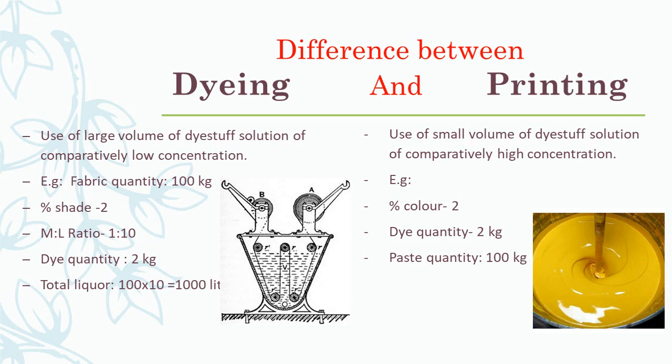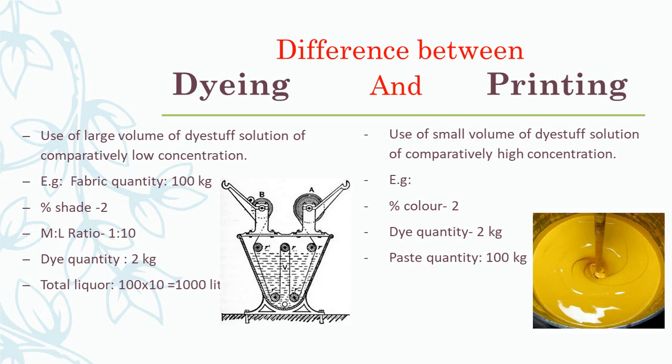The second difference in case of dyeing and printing is that use of a large volume of dyestuff solution is done in dyeing. That solution is of comparatively low concentration, whereas in printing we use a small volume of dyestuff solution of comparatively high concentration. Now let us try to understand it through an example. What you are observing in front of you in case of dyeing is a machine. In that, can you see the specific level of liquor solution? Yes. So two-thirds of the machine is filled with the solution itself.